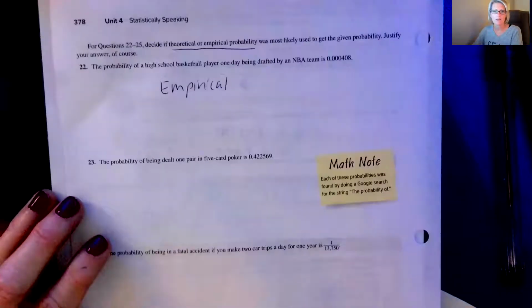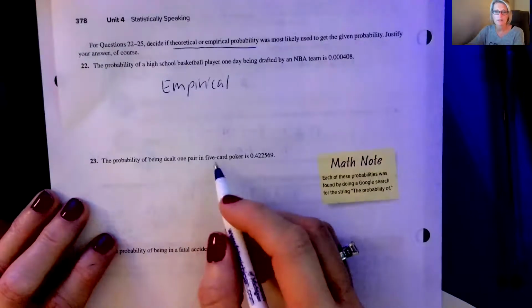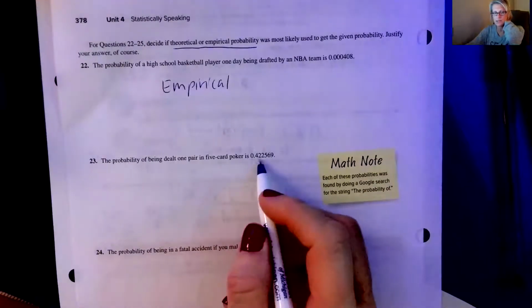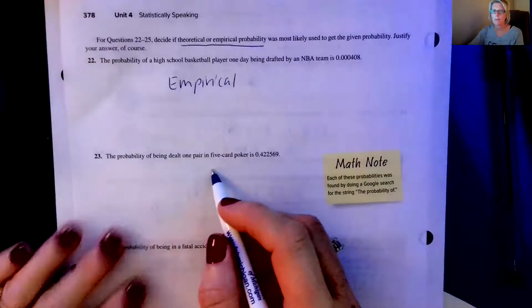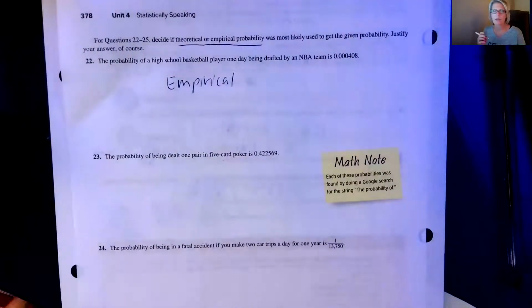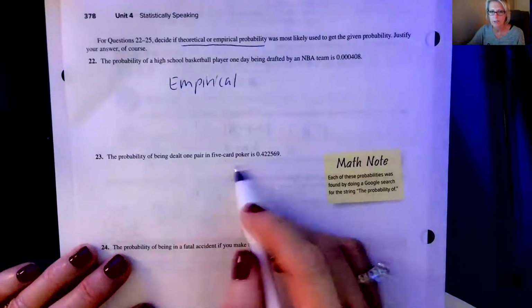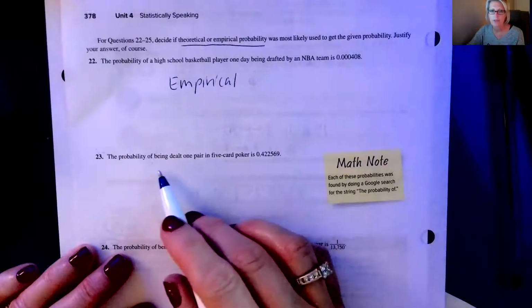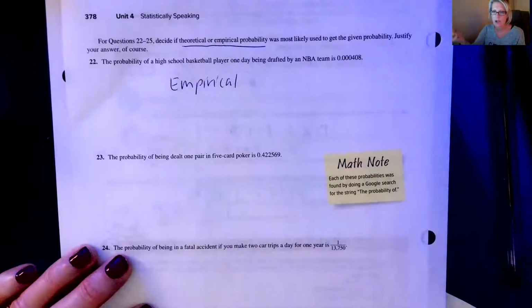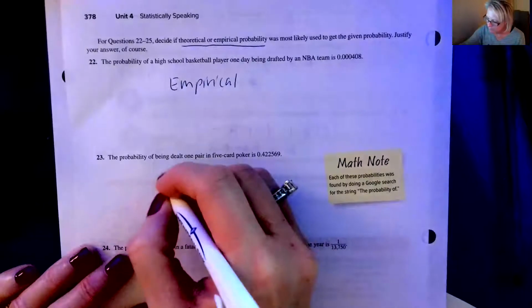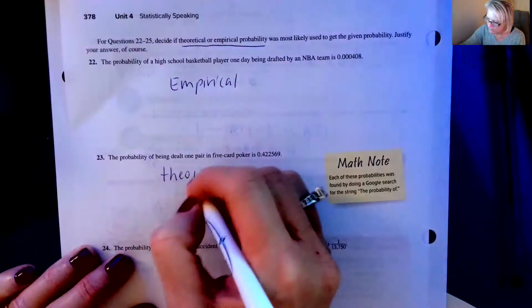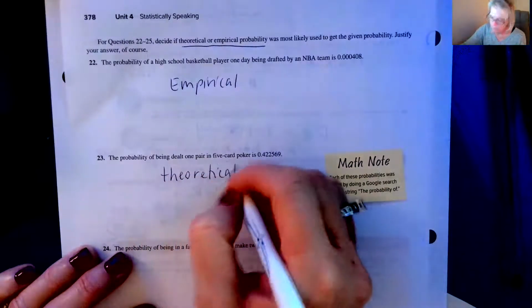The probability of being dealt one pair in 5-card poker is this. So they are based on equally likely outcomes. Even though this is not equally likely, they're based on the original likelihood of drawing a card is 1 out of 52, and they're all equally likely. So they're based on theoretical probabilities.